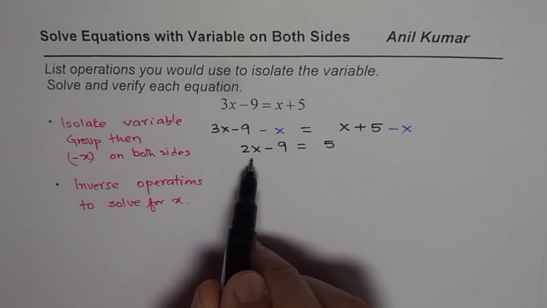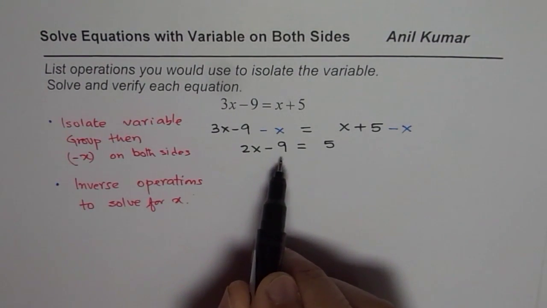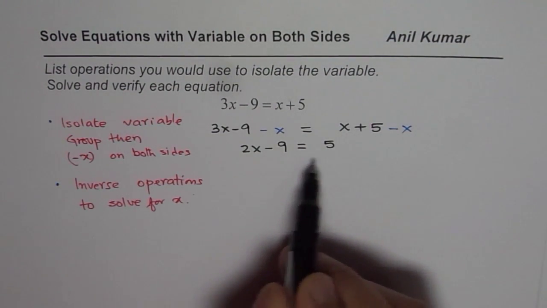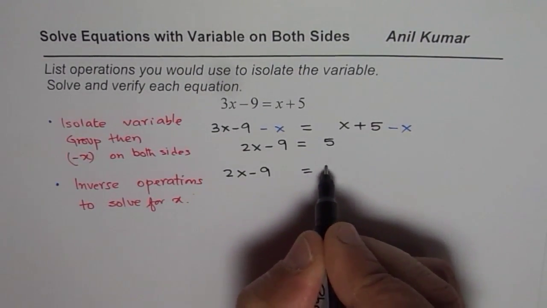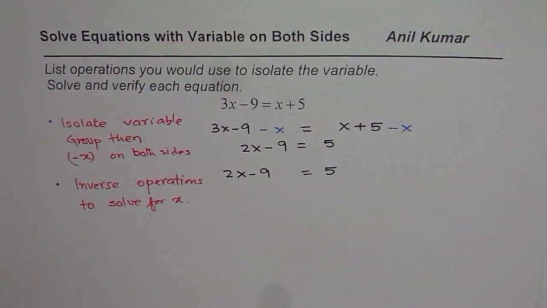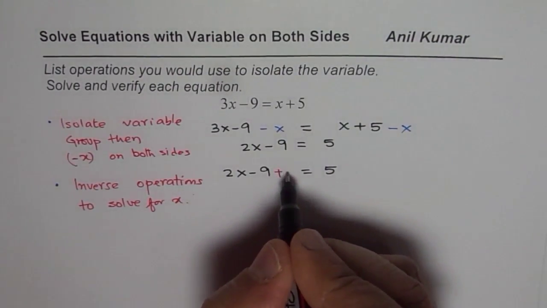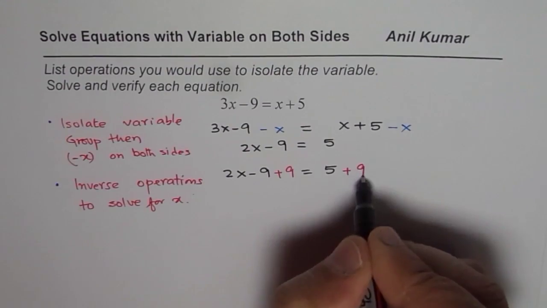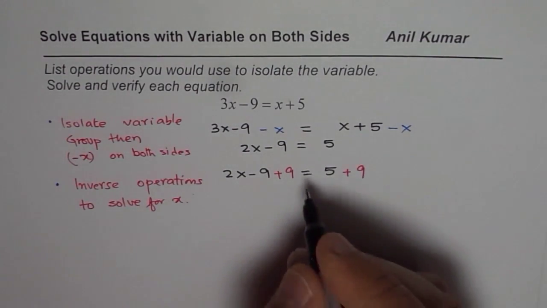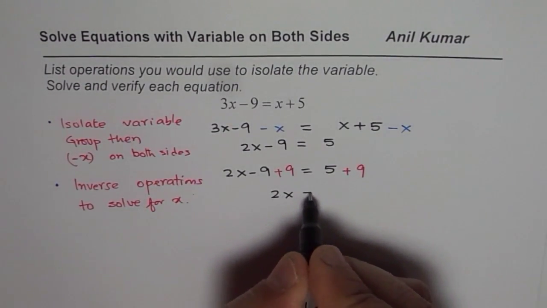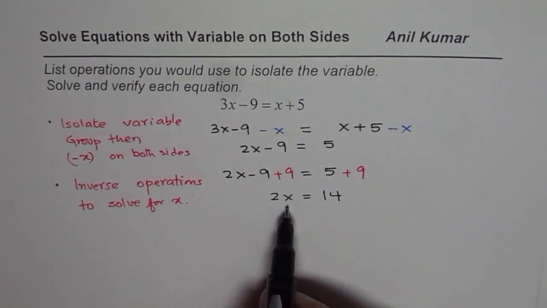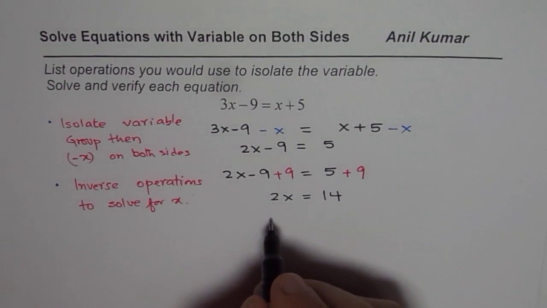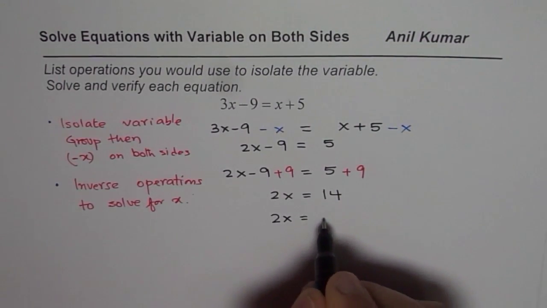Now to find the variable or to isolate the variable, I have to get rid of 9. So the next step should be add 9 on both sides. We have 2x minus 9 equals 5. To get rid of minus 9, we should add 9 on both the sides. So when you add 9 on both the sides, you get 2x equals 5 plus 9, which is 14. To solve the equation, we should now divide by 2. So 2x equals 14.